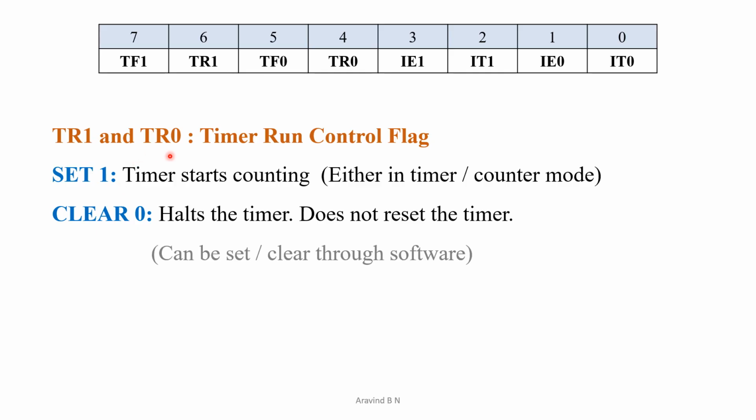Therefore, in the program, we are going to set this equal to 1 so that the counting operation can start. It will be clear to 0, which halts the timer but does not reset it. Remember, whenever it is 0, the timer or the counter will not operate. It will be in the halt condition, but making this TR equal to 0 will not reset the timer. So these bits are totally controlled by the software.